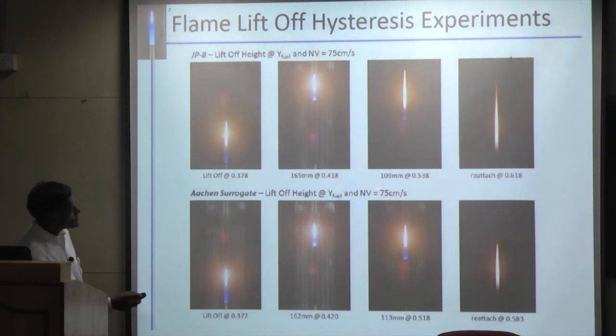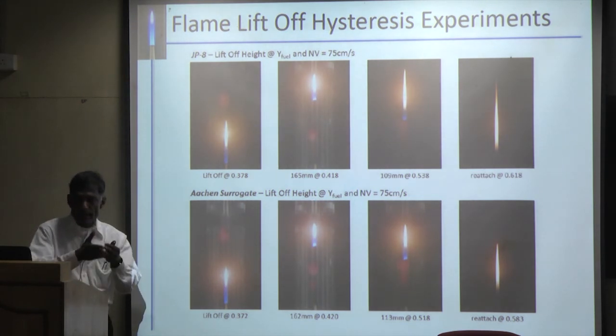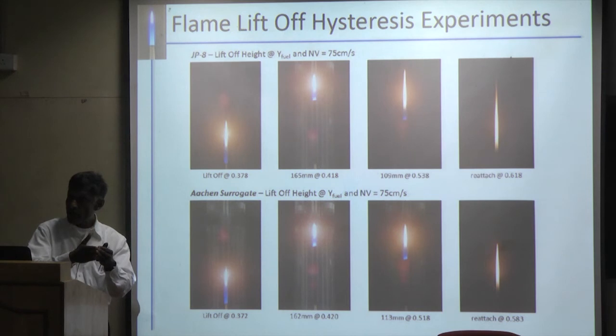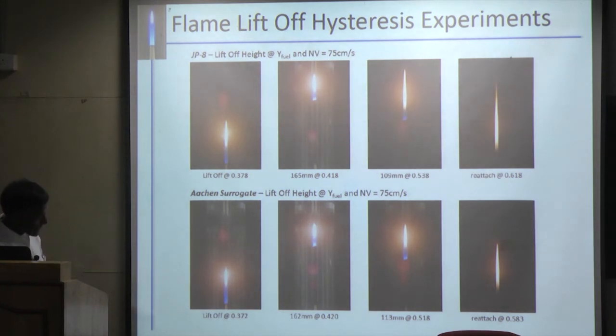Here, sorry, I have to say I'm rushing. Here the fuel flow has been kept constant. What we changed was the composition of the fuel. You can see that at a fixed flow rate of the reactive mixture, this is the mass fraction of JP8 at which the flame starts to lift off, and this is the mass fraction of Aachen surrogate at which the flame lifts off. That's a pretty good match, right?